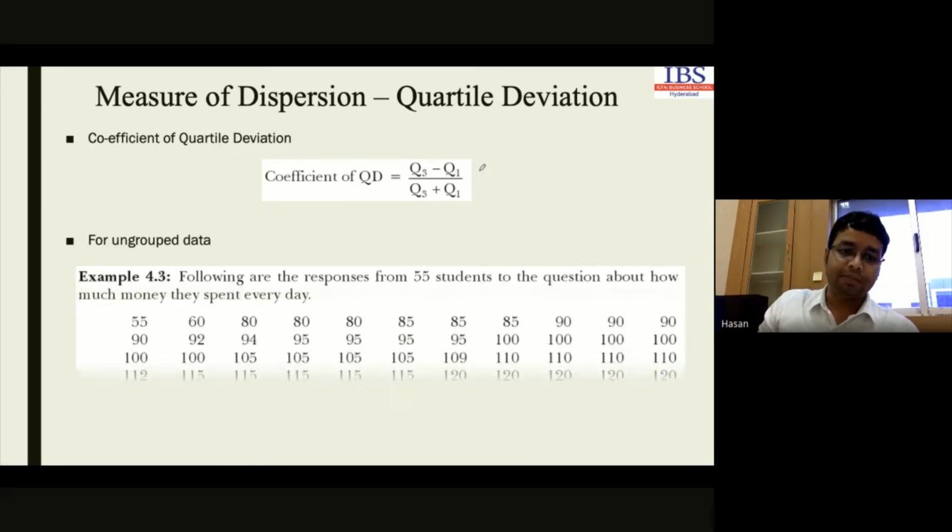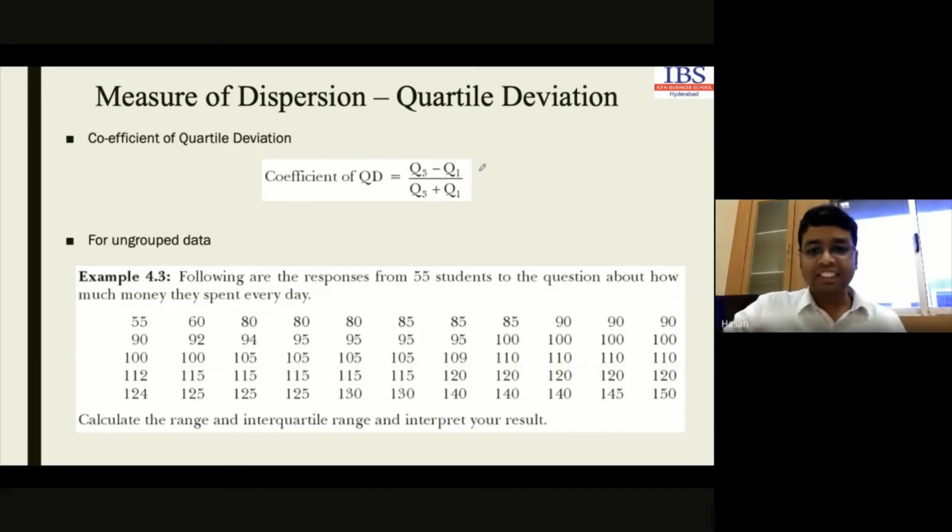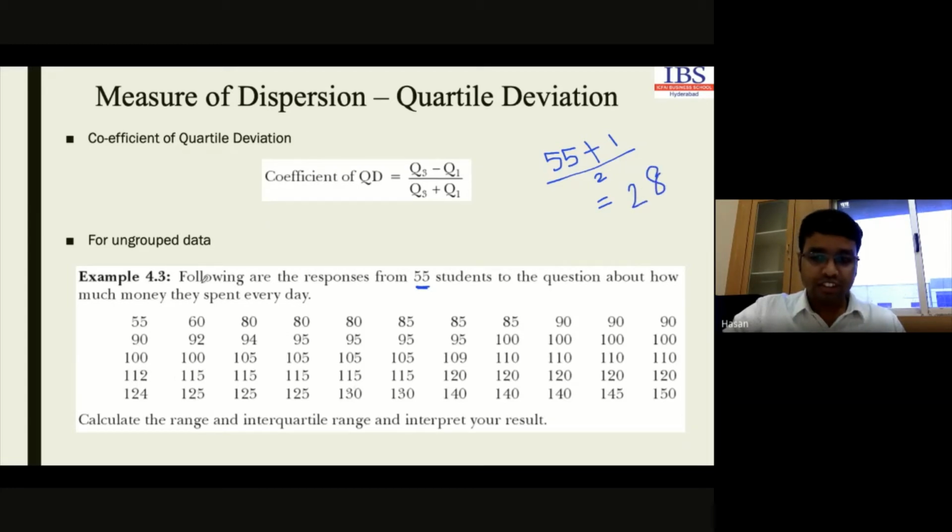Let's see with an example here. Okay, this is an example. In this example, we have 55 data points. So we will have to calculate the quartile deviation, interquartile range, and coefficient of quartile deviation. Okay, so how do we calculate this? This is 55, so we divide 55 plus 1 by 2. Middle position we can identify, right? That means 28, so the 28th position will be our median position. Are you getting my point?